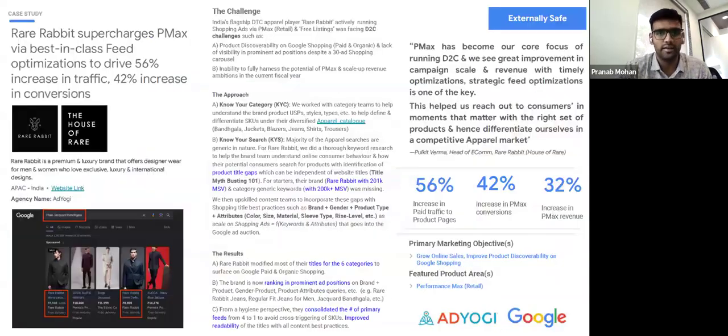Again, we have seen many success stories with title automation. Rare Rabbit was able to uplift its PMAX campaign performance by up to 56% in terms of traffic and 32% in terms of overall conversion, just by having better optimized shopping titles on its PMAX campaigns and products.